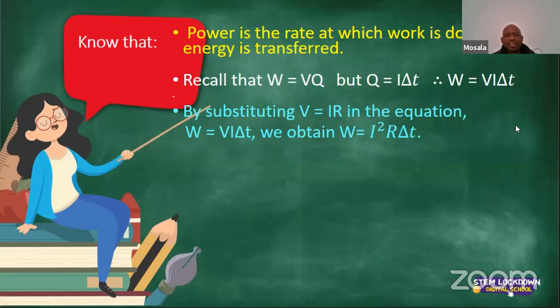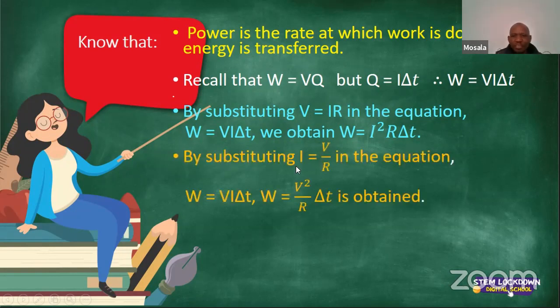Right, by substituting V equals IR in the equation W equals V I delta T, we are going to obtain this equation. Now, in this one, where you are seeing V, we are substituting IR. So it is I squared R delta T. Because I and delta T were there, then you are bringing IR. So it means it will be I squared and then R delta T.